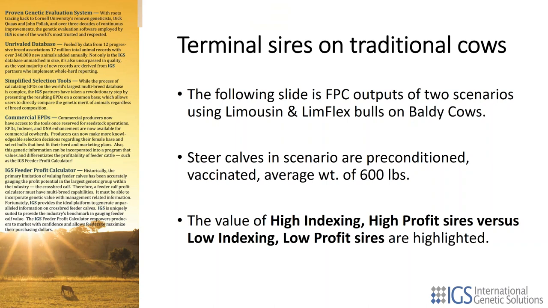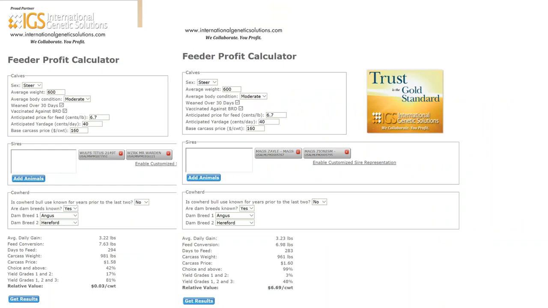All right, here are those two runs overlaid so we can see them together. On the left, if you look at the top, in both situations we have steer calves with average weights of 600 pounds. They're moderate in flesh, not super thin and not super fat and fleshy. These calves have been weaned for over 30 days. You can see we've checked a small box there. They have been vaccinated against BRD.